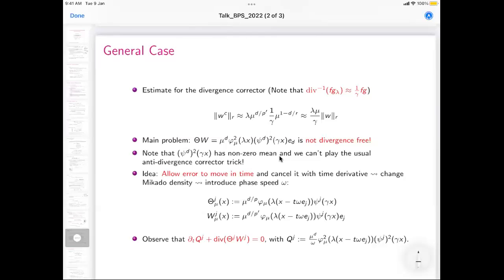And again, the main motivation came from Modena and Székelyhidi, where they actually propose that you allow this error to move in time. So I will not be able to prove this is divergence free. Instead, I will allow to move this error in time, and I will cancel that error with the time derivative. Previously, I was not using the time derivative because it was linear, I can kill by intermittency. But they propose that you actually kill with the time derivative.